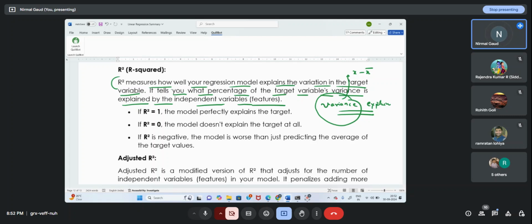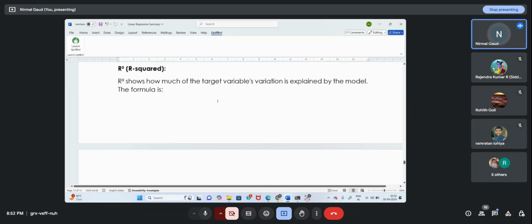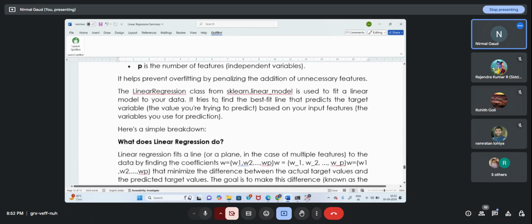The value of R2 lies between 0 to 1. 0 means the model doesn't explain the target at all. R2 equal to 1 means the model perfectly explains the target. How can I say explanation? What's the understanding of explanation?